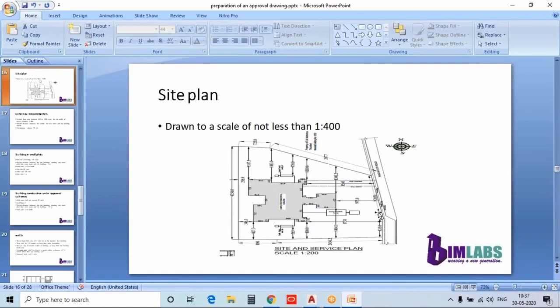And all the existing structures in the plot. All the time we will not get a new construction. Sometimes it may be an existing building, and we have to prepare alterations to some buildings. For that also we have to make approval drawings. In that case, or any case, if there are any existing structures in the plot, we have to mention that on the site plan. Then all existing streets or footpaths within that plot we have to mention that also.